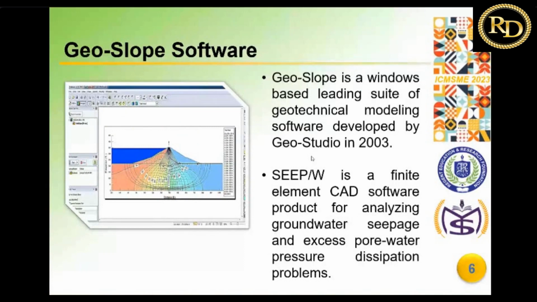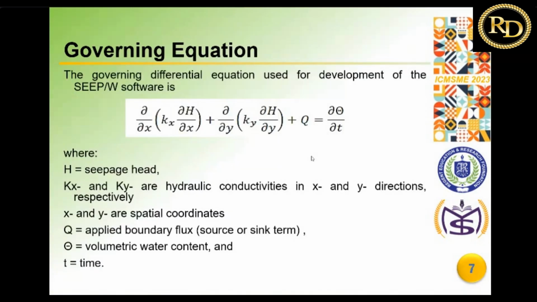Now, Geo-Slope software is the software which we have used in our study. It was developed in 2003 and it is capable of analyzing groundwater seepage and excess pore water pressure dissipation problems. This is the governing equation which is used by the software to compute the results.